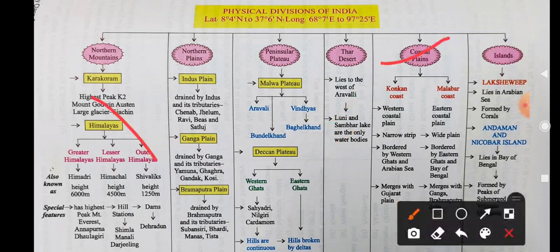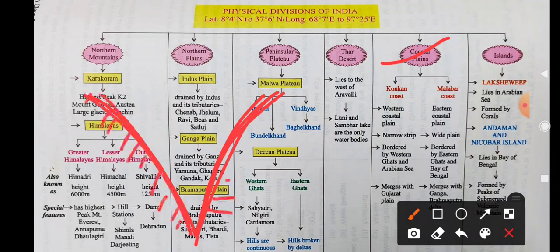Where is the coastal plain? I told you this is the Eastern Ghat and this is the Western Ghat. After the Eastern Ghat and Western Ghat, there is a slope area. This slope area is called the coastal plain. But remember, here only the Konkan coast and Malabar coast are mentioned.